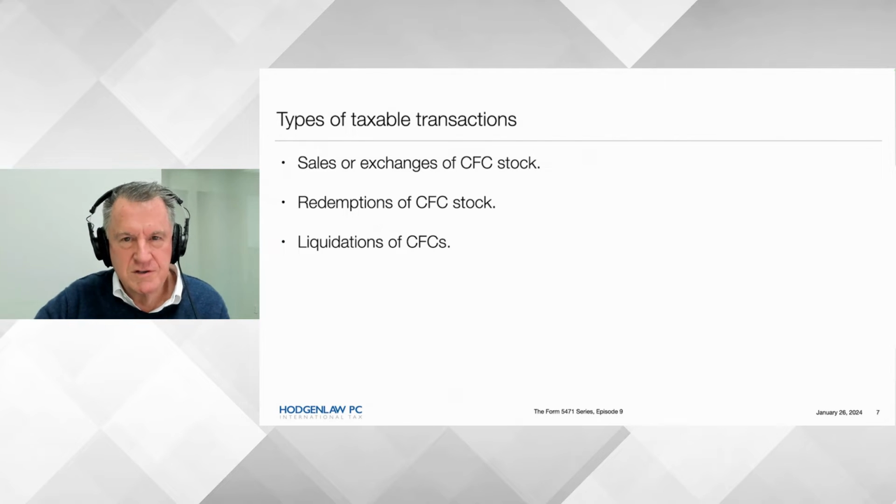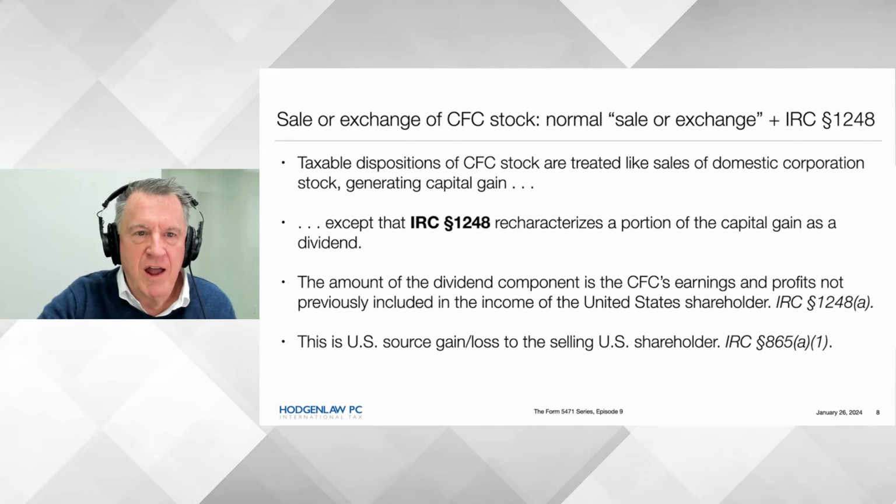Second one is redemptions. CFC says, hey, Phil, I'll buy your stock back from you. And I say, let's do it. Third one is liquidations, where the shareholders decide, let's liquidate this CFC and take all the assets and distribute them out to the shareholders pro rata. So those are the three kinds of transactions we'll be looking at here. And this is the normal stuff. And how does it work?